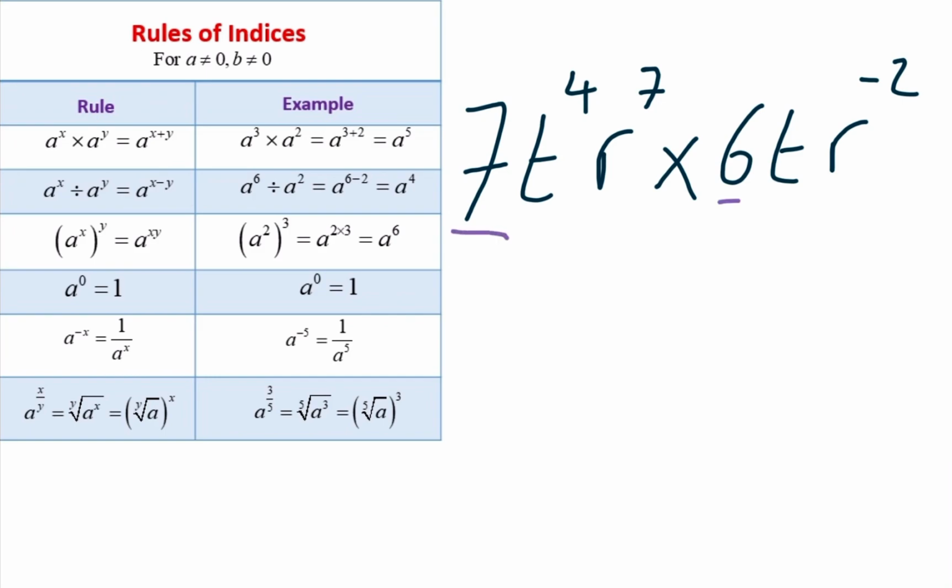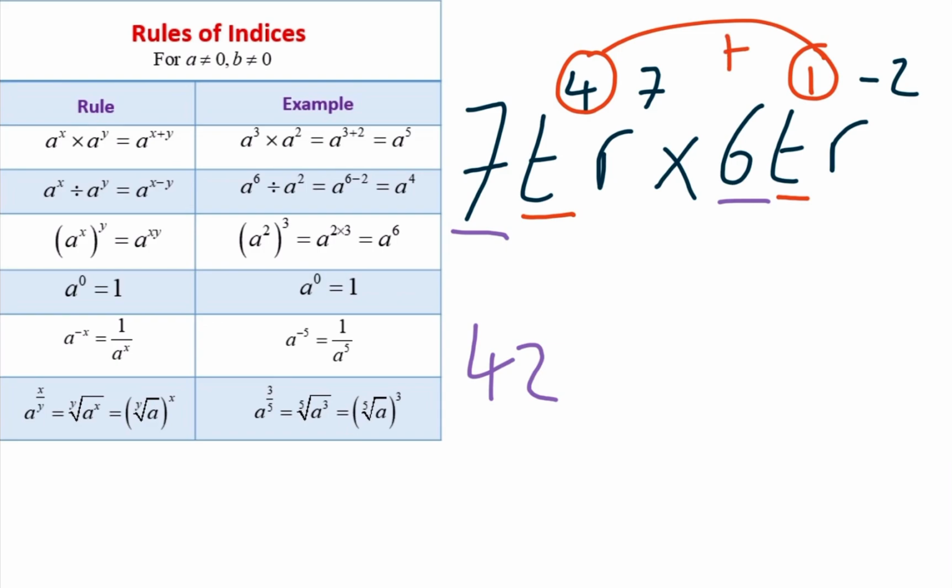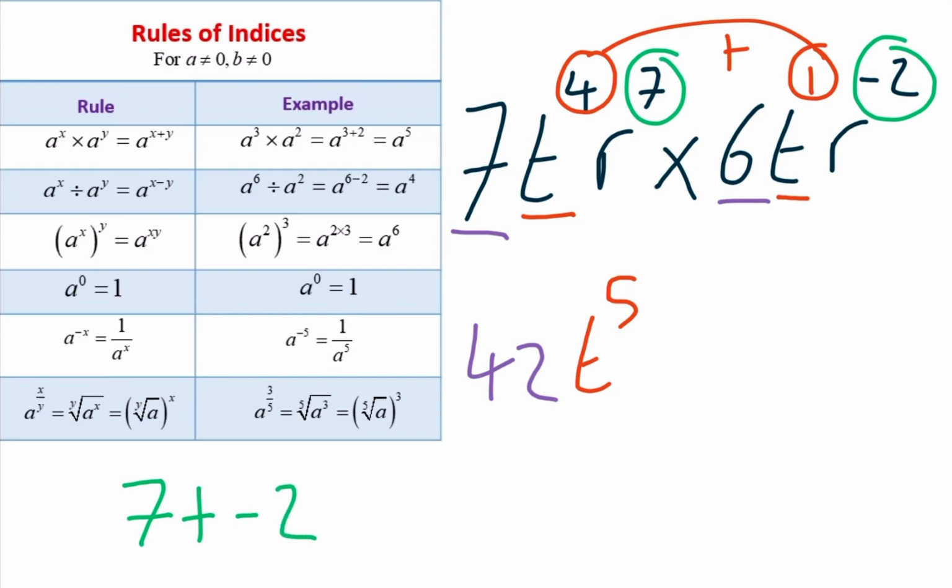So we've got 7 times 6, which is 42. We've got t to the power of 4 times t. Remember, there's no power on the t, so we put our 1 there because there is a 1 there. So we've got 4 plus 1. We add it together, so that gives us t^5. And then you've got 7 and minus 2. We've got a negative involved, so let's do it on the side. So 7 plus minus 2. Plus and a minus gives me a minus, so 7 take away 2 is 5. Therefore, we end up with r to the power of 5.